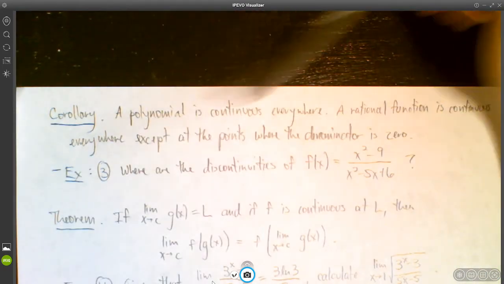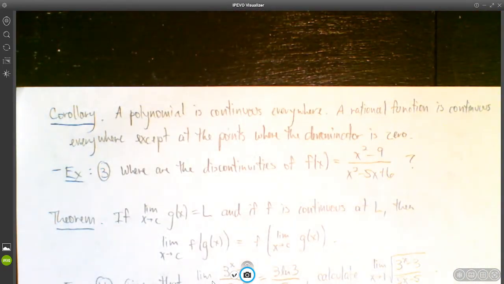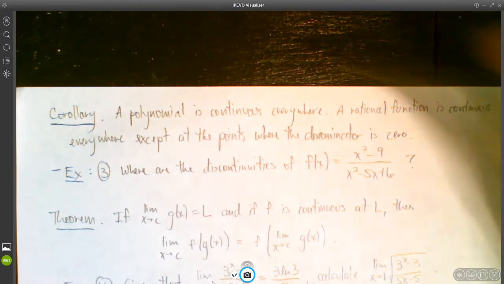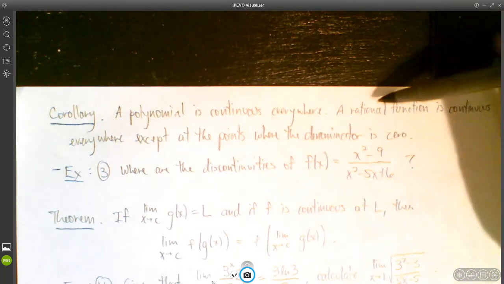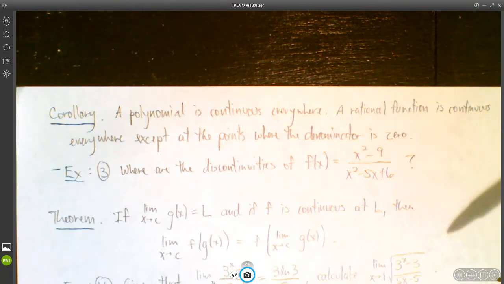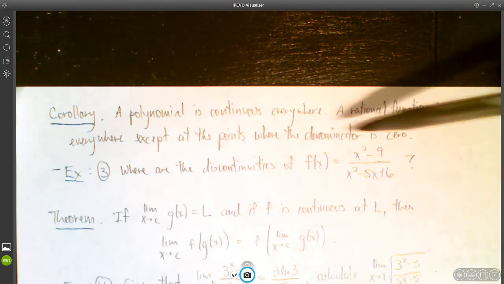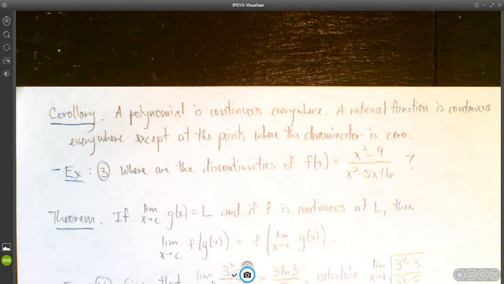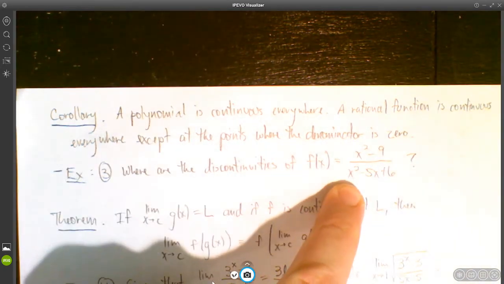As a corollary to that, any polynomial is going to be continuous everywhere, right? Because a polynomial is just a sum or a product or a difference of x and some constant values, which are continuous functions. They're continuous everywhere. So polynomials are continuous everywhere. Rational functions are also continuous everywhere, except at the points where the denominator is 0. So where the denominator is 0, that's where you're going to have some discontinuities. So for example, let's find the discontinuities of this function here.